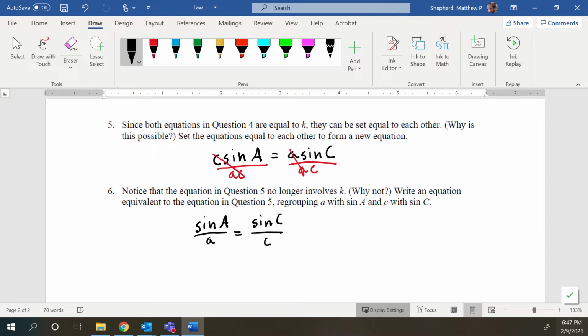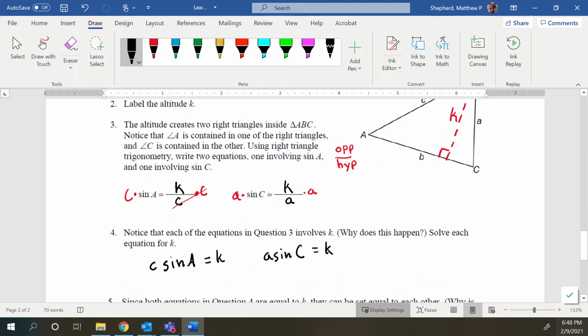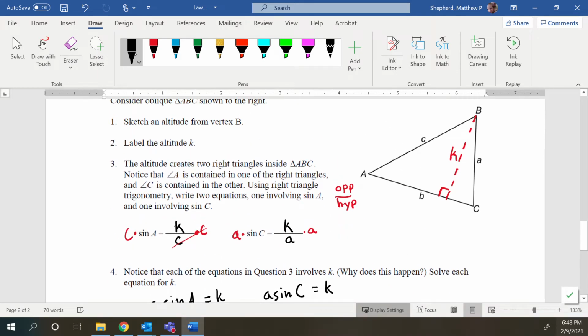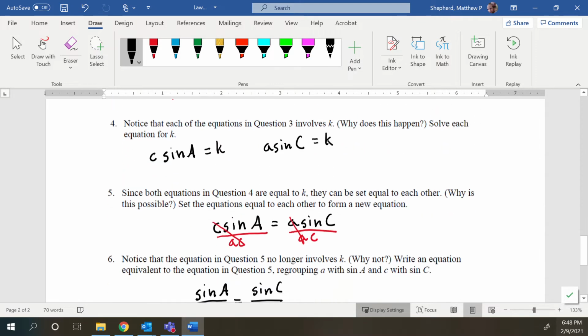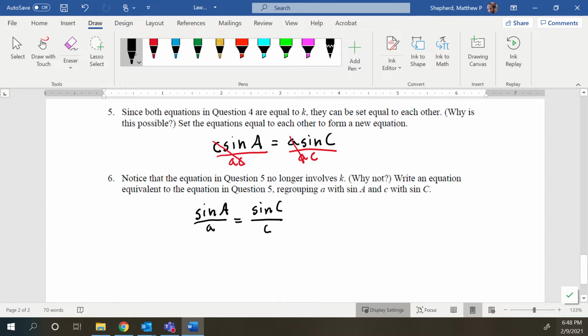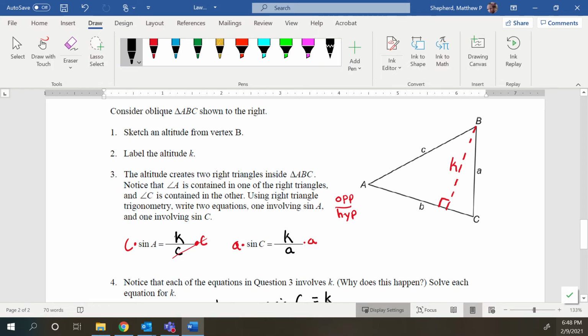This is the equation. Now, if we were to do the same thing above, only this time we created another altitude, but rather than from B, maybe we put it from A or from C, we'd be able to see that this is also equal to the sine of B over B. Now, these capital letters represent the angles, and the lowercase letters are representing the opposite side.